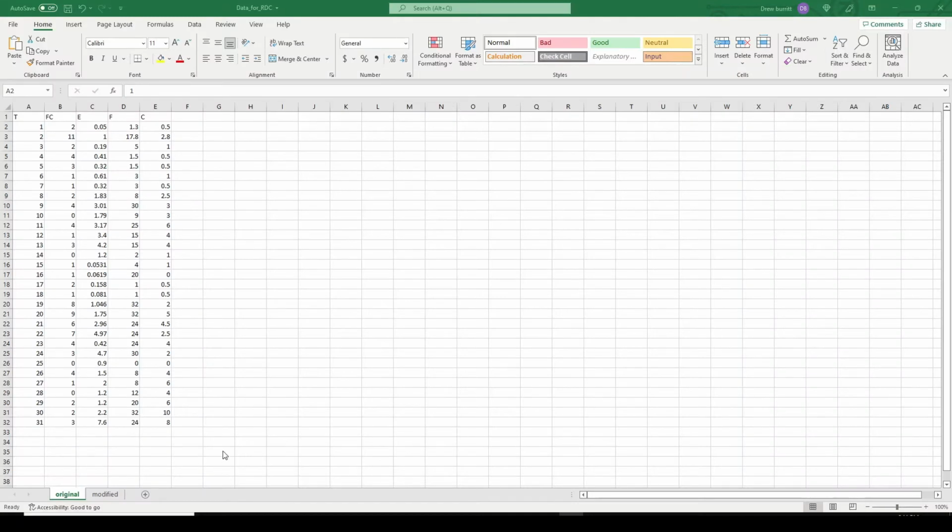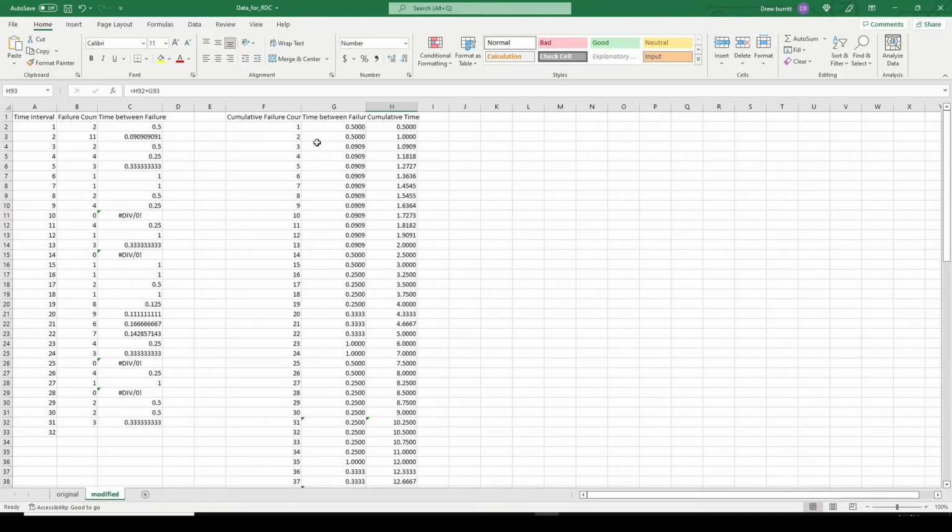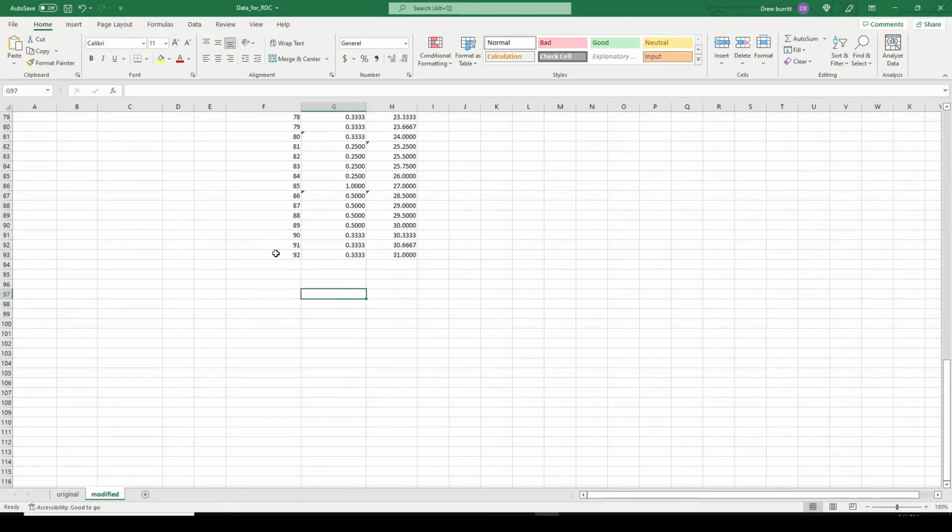Hello, this is Drew, and here I'll be talking about the RDC graph. This is the original failure data we were provided, which was the failures per interval. We needed to convert that to time between failures so that we could plot it on the RDC graph. We've done that here. As you can see, we had 92 failures over the 31 intervals. So we can plug those numbers into the RDC graph.